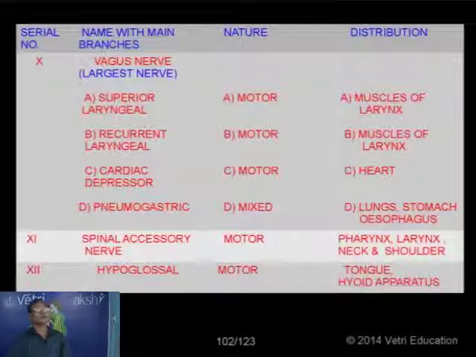Then I mentioned already the 11th and 12th cranial nerves are motor nerves. The 11th one is called the spinal accessory nerve. And the 12th one is the hypoglossal. And they are connected to the respective parts, like the pharynx, all around the neck region and tongue, and also the lower part of the lower jaw, the hyoid apparatus. So anyway, in the human body there are 12 cranial nerves, out of which 5 are motor, 3 are sensory and 4 are mixed. So optic, olfactory, auditory are the sensory nerves.